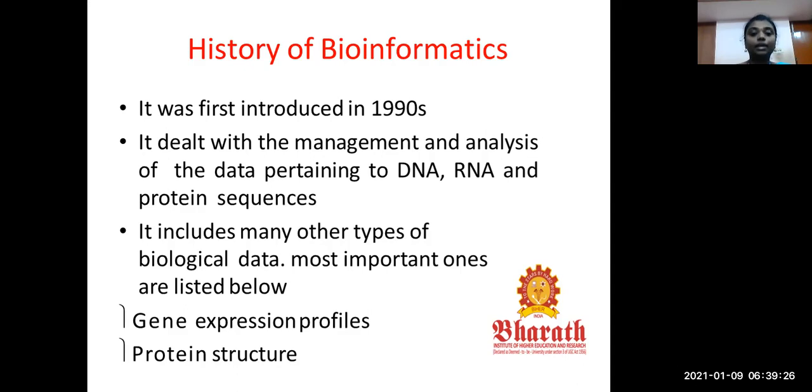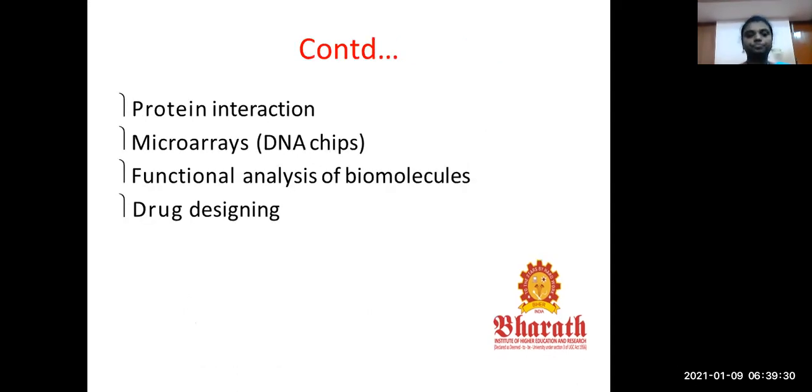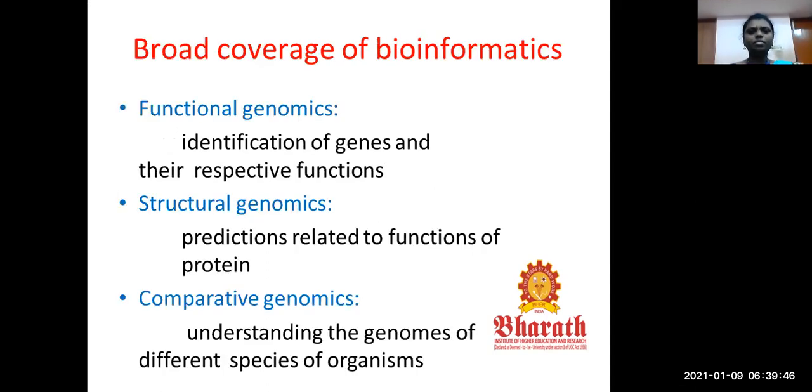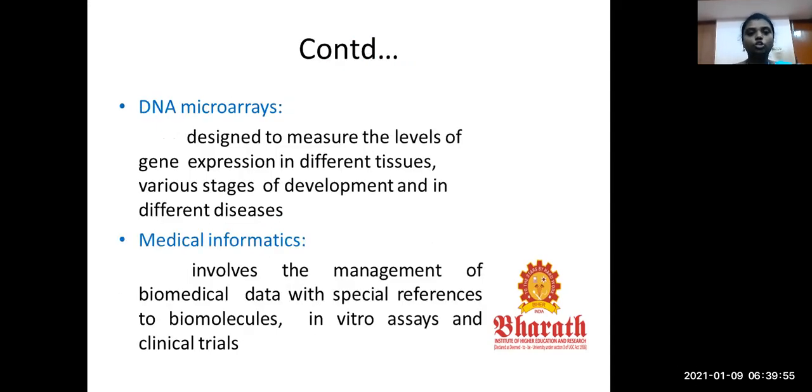Those are gene expression profiles, protein structure and protein interaction, then microarrays like DNA chips, the functional analysis of biomolecules, and then drug designing. All those things can be identified using information technology. This is the broad coverage of bioinformatics. We have functional genomics, structural genomics, comparative genomics, and DNA microarrays, medical informatics.